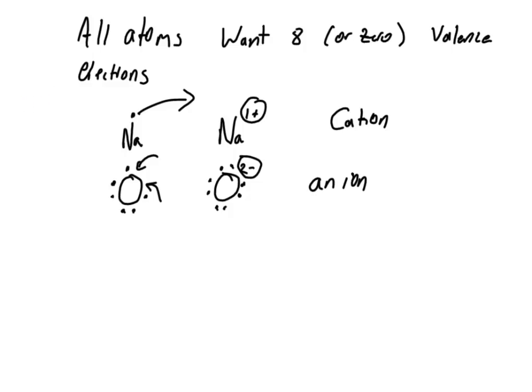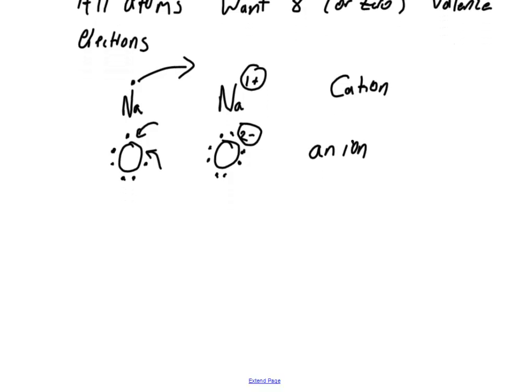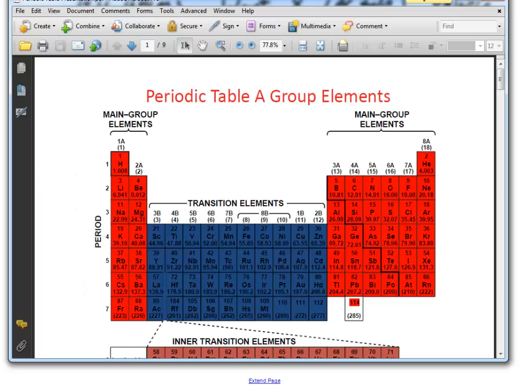Okay, now there's only one other trick that comes into this, right? If it's an A group element, to get the number of valence electrons, all you have to do is look at its column number. Okay, so here's my periodic table again. Everything in column 1, these guys, 1 valence electron, 2 valence electrons, 3, 4, 5, 6, 7, 8 valence electrons.